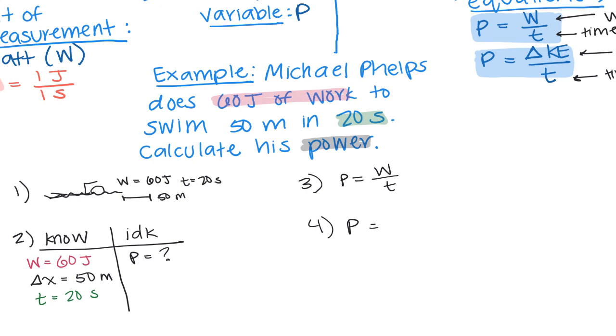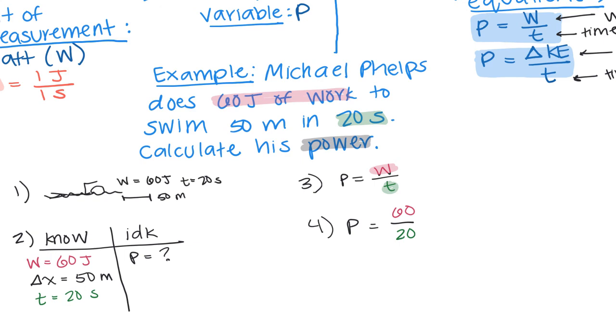So as a reminder, I'm going to plug in my number for work first, right? And we know from the problem that Michael Phelps does 60 joules of work. And I will add that division sign back in. And then we will go to our time, and plug in time. And we know that Michael Phelps completes this in 20 seconds. So this gives us our power equation.